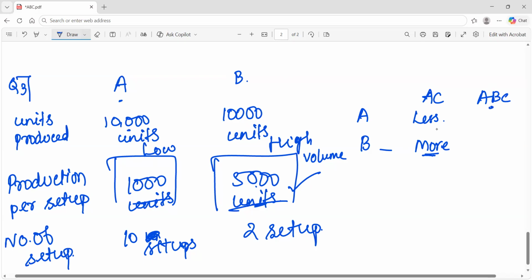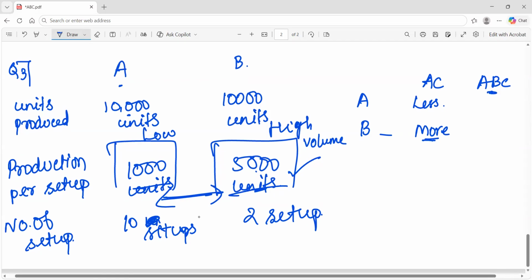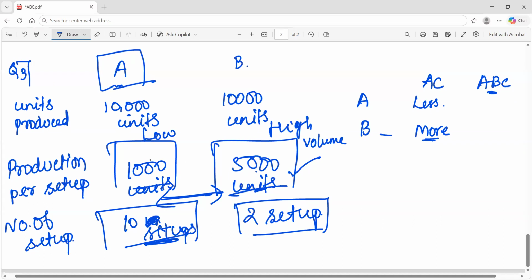In activity-based costing, overheads are not absorbed based on the number of units produced. In fact, overheads are absorbed based on resource consumption. If you look at both product A and product B, product A requires 10 setups, whereas product B requires only 2 setups. So which one is a more complicated product? Obviously product A, because it requires more setups, so it is consuming more resources. Overheads are absorbed on the basis of resource consumption and not just based on the number of units produced.